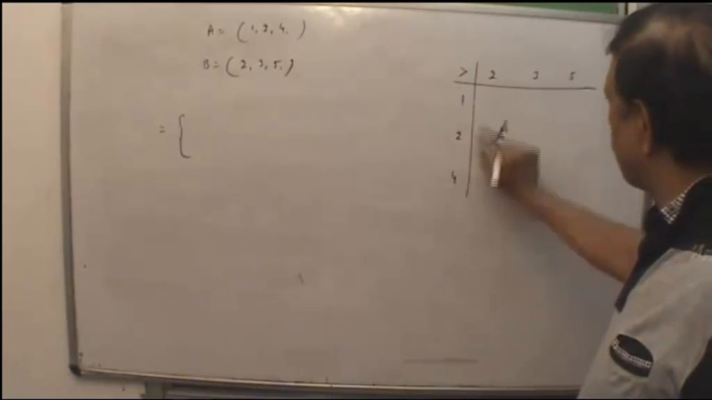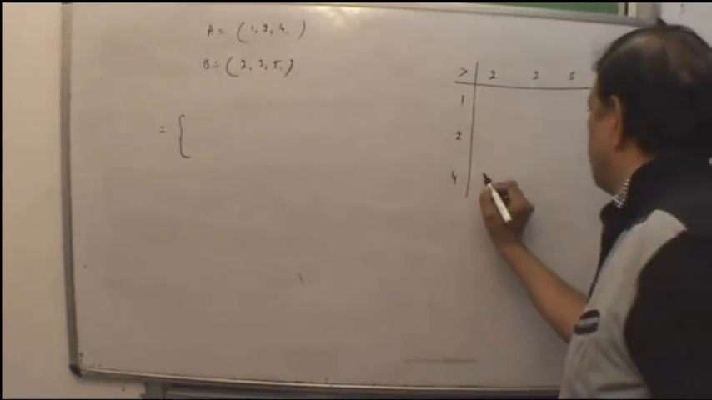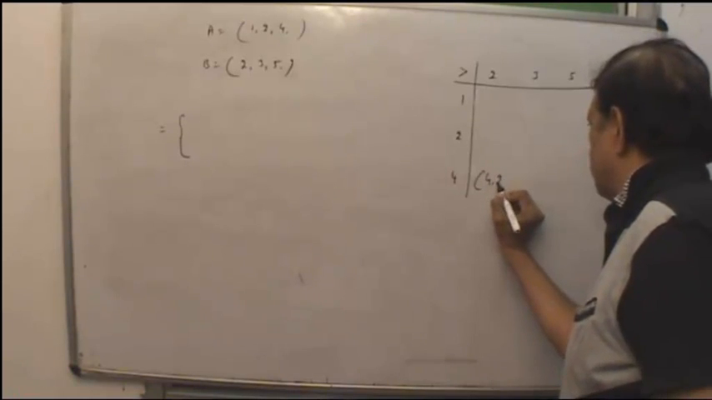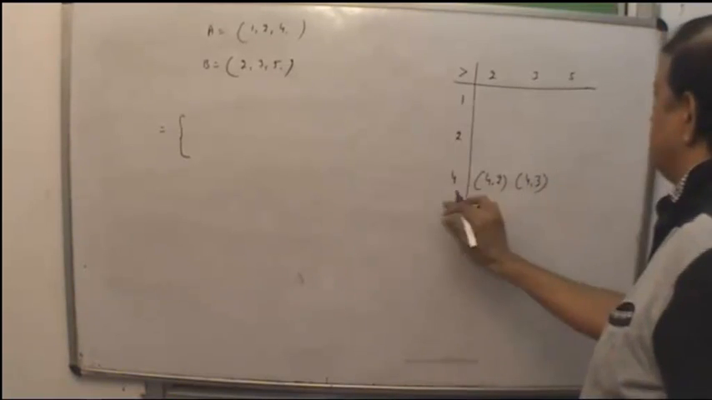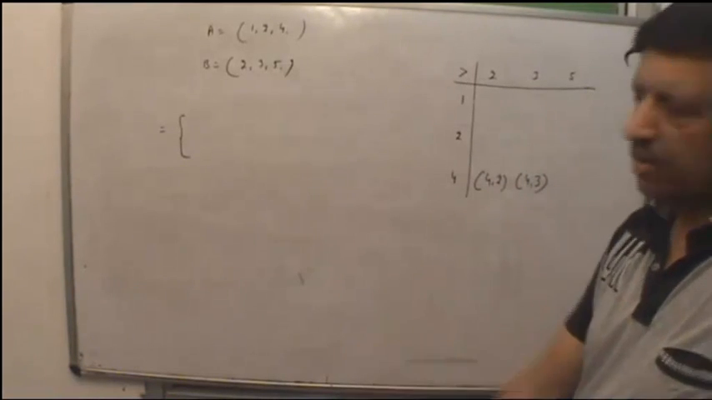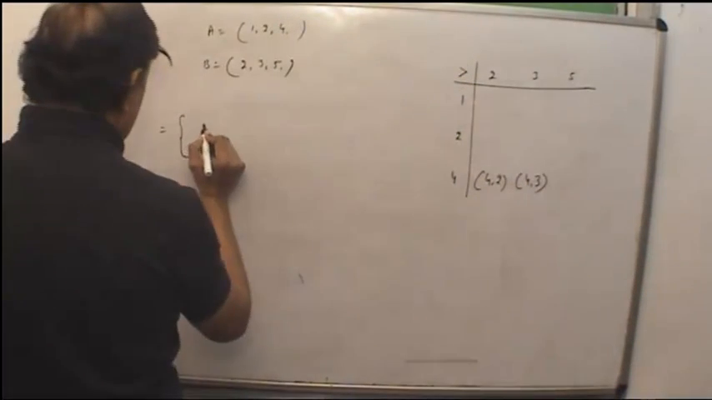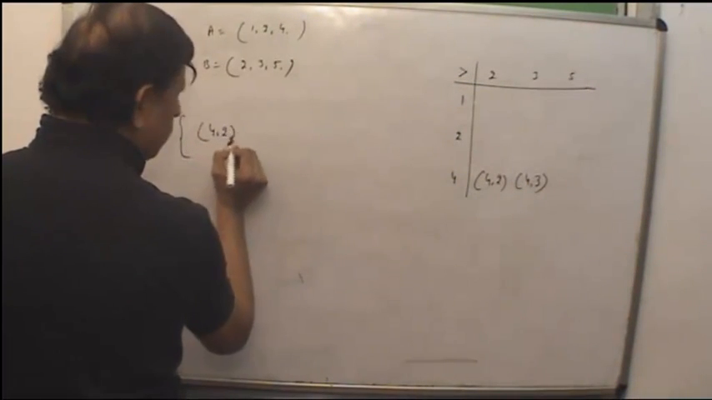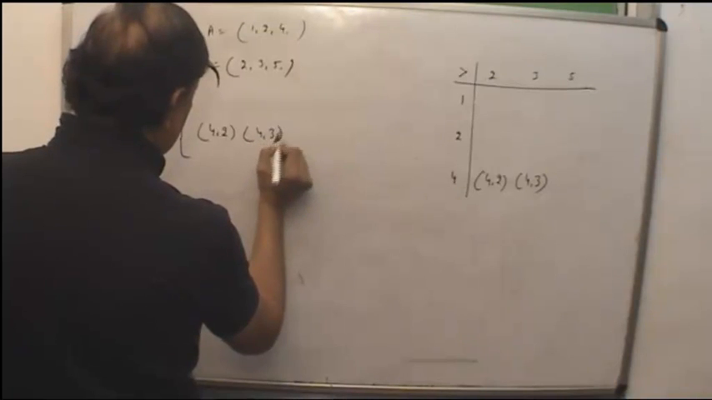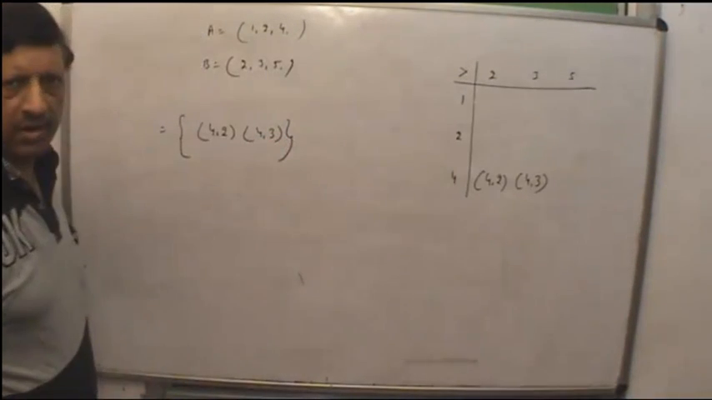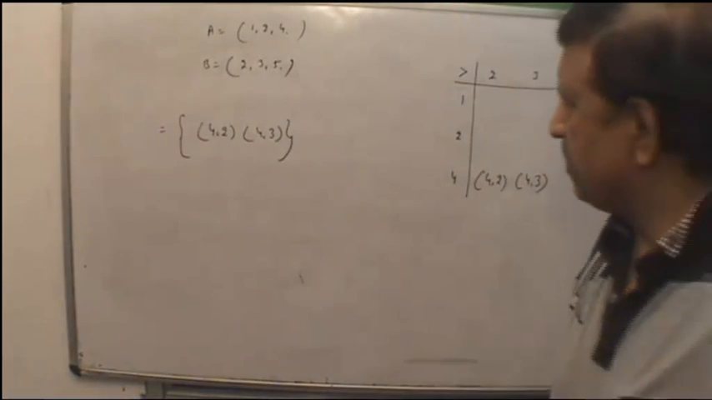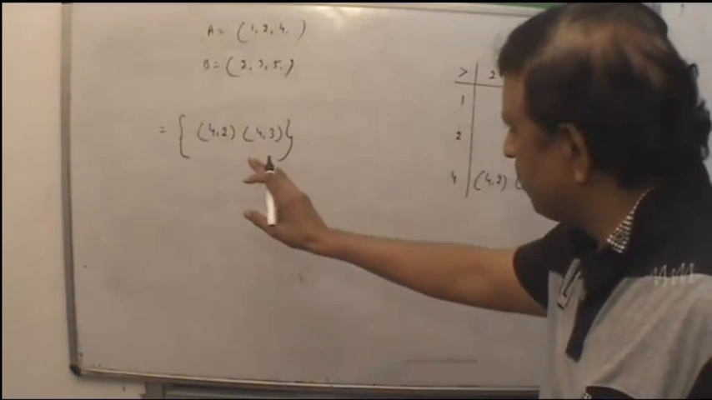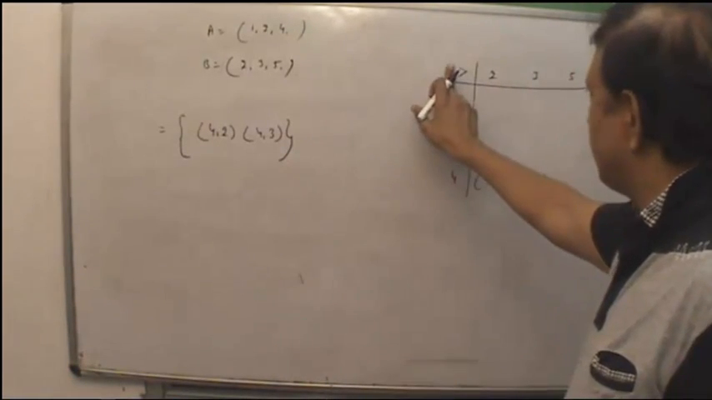4,2: yes, 4 is greater than 2. 4,3: yes, 4 is greater than 3. 4,5: again we say no. Here we consider the elements 4,2 and 4,3. Now it is not a Cartesian product; rather it is derived from the Cartesian product, but it has followed some rule, that is, greater than. Then we say it is a relation.